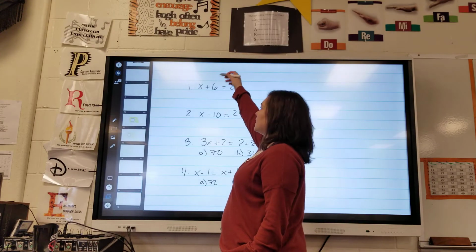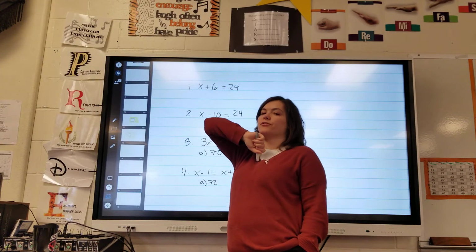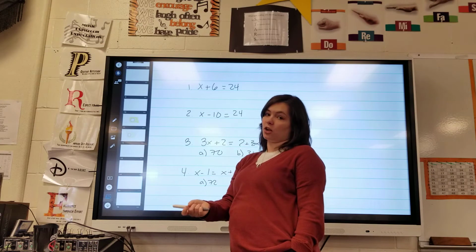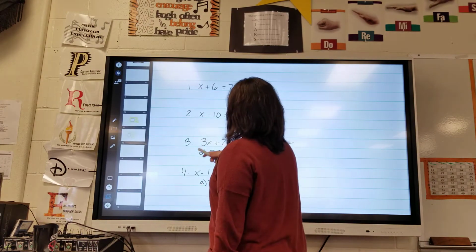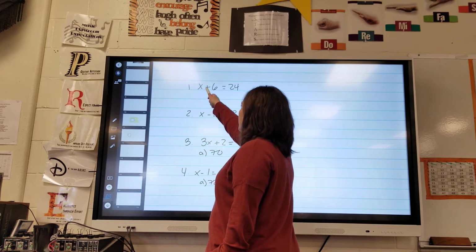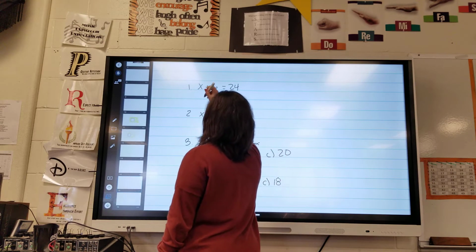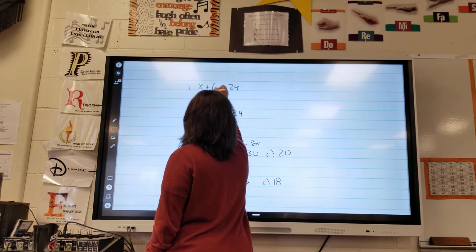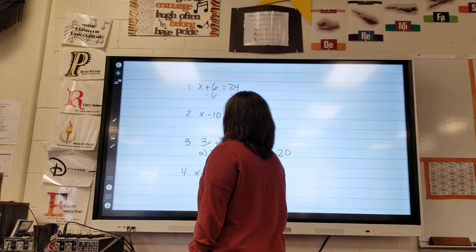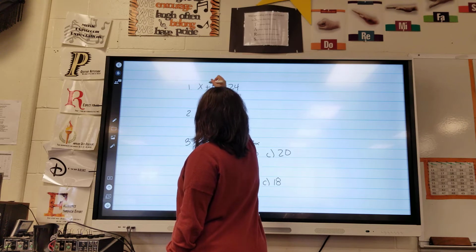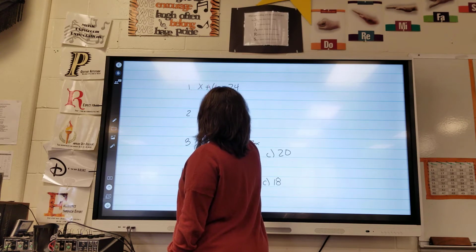So I see that x is not by itself, so I need to get x by itself. That's how I solve for it. If I have x equals something, then I know what it equals. So I need to get rid of the 6. I'm going to do the opposite of what is happening here. We're adding, so the opposite of adding is going to be subtracting. I'm going to subtract 6 from both sides. When I do this, these cancel, and I'm left with x alone.